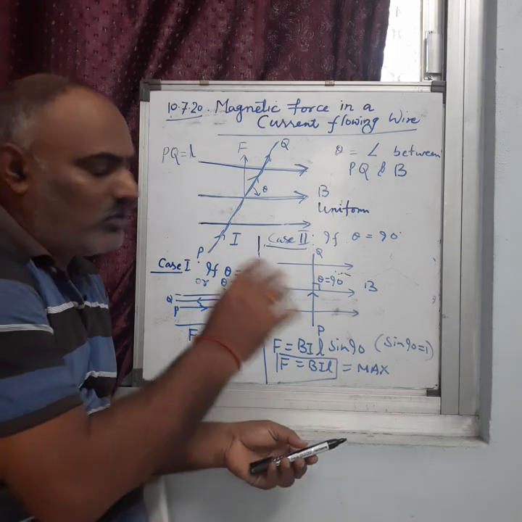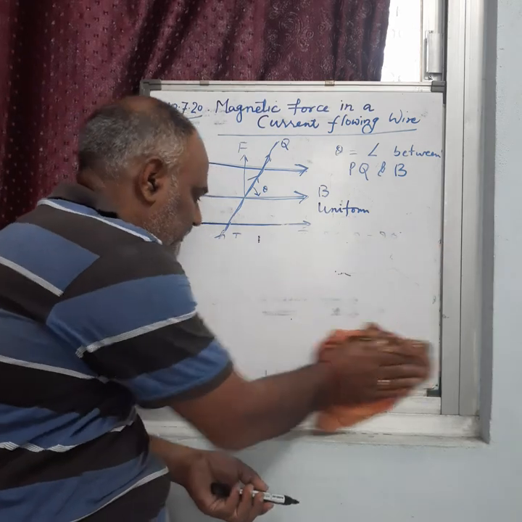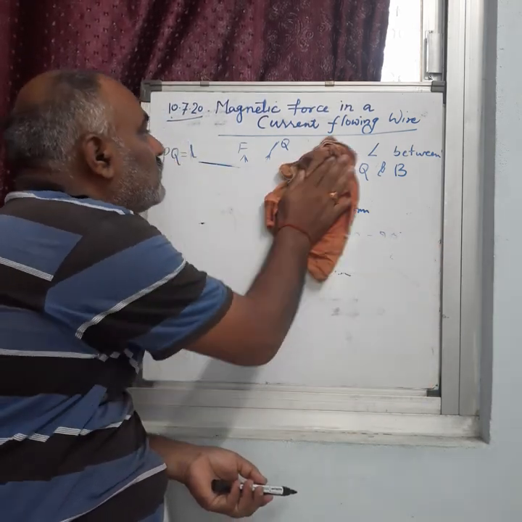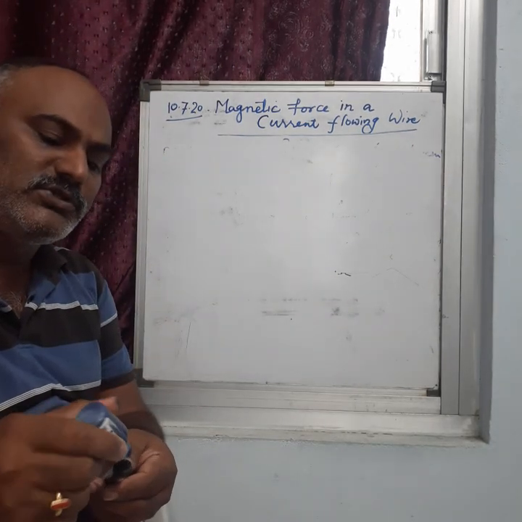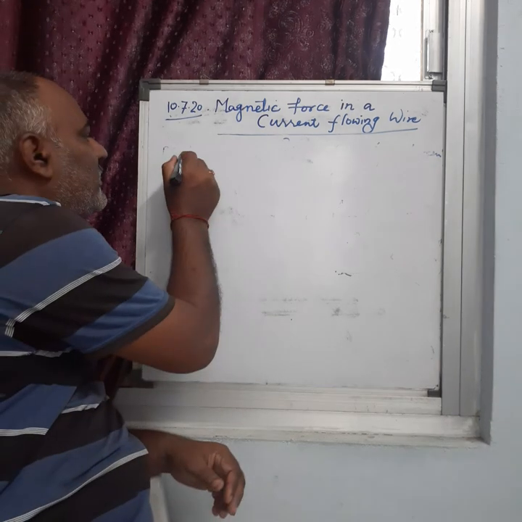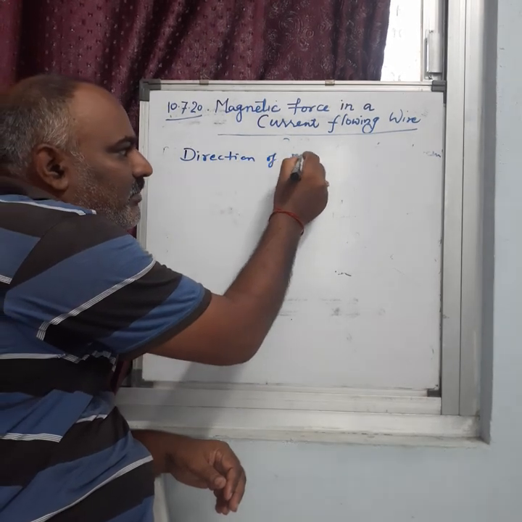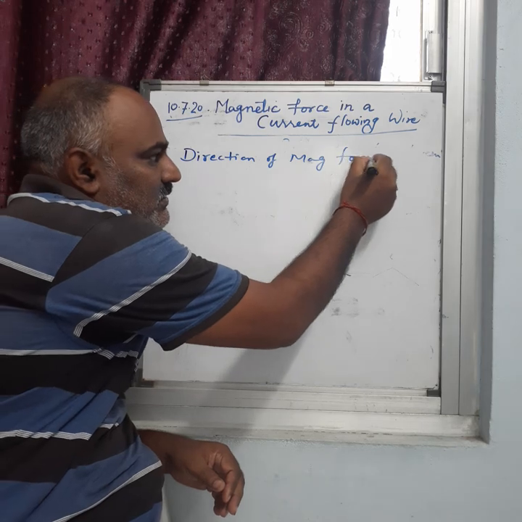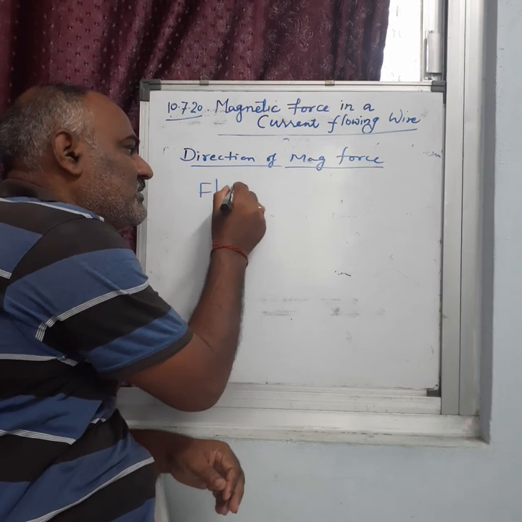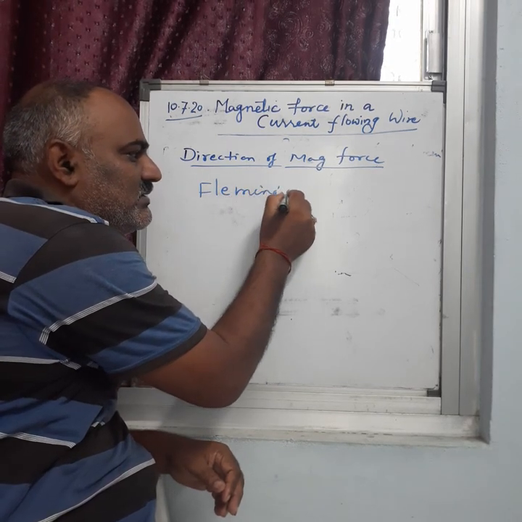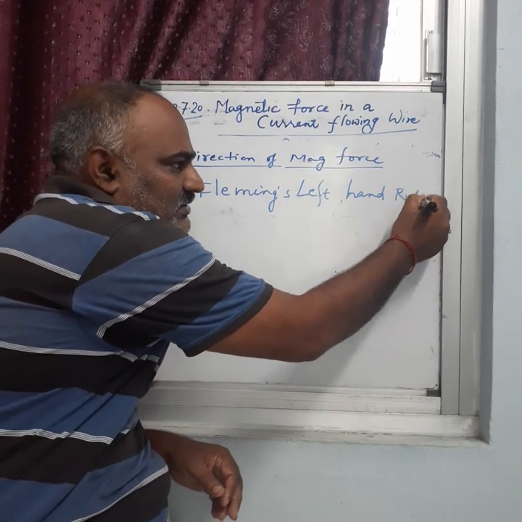And now I want to show the directions, meaning how the direction of the magnetic force is determined. For the direction of magnetic force, the first rule is given by Fleming: the left hand rule. See what Fleming gave, I will explain.